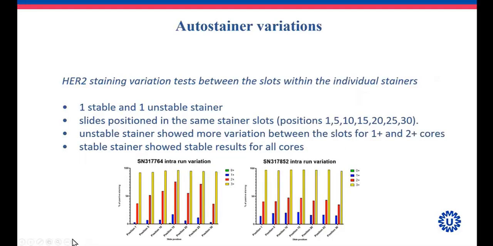So we decided to dig a little bit deeper and did some experiments to see if there is variation between the different slots in an individual stainer. So we took one stable and one unstable stainer and positioned the slides in different positions within the stainer, in both stainers the same, position 1, 5, 10, 15, 20, 25, and 30. The stainer that was previously unstable showed more variation between the slots for the 1+ and the 2+ scores, and the stable stainer showed stable results for all the different cores, as you can see depicted here. So here the red bar, for instance, is much more stable in this intra-run variation, and here it's way too variable for especially the 2+.